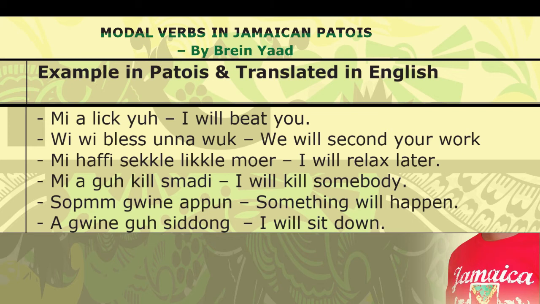Again, if you want to say will, you say "we", W-I, we. Whereas we know "we" can also mean us. So we also use it to mean will. And somebody says, "We will bless una work," meaning we shall second your work. We shall support your work. We shall give you help. We shall give you a hand in your work.